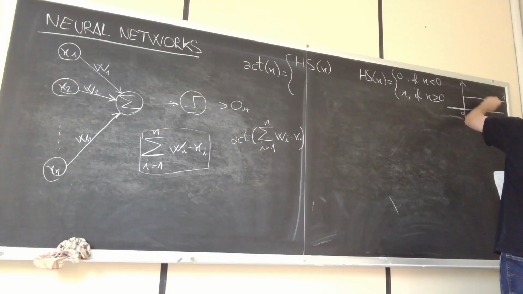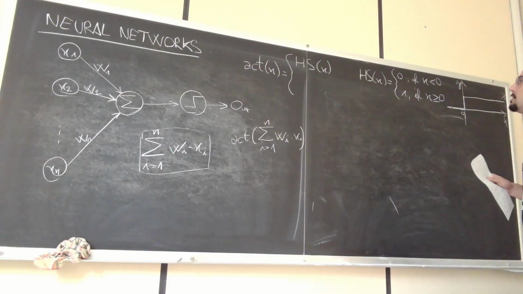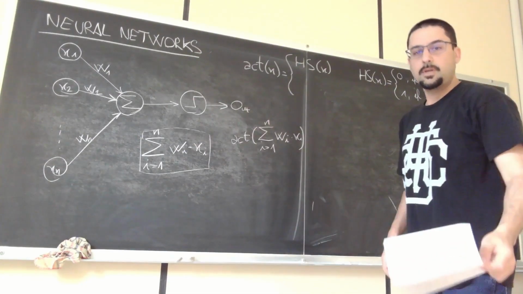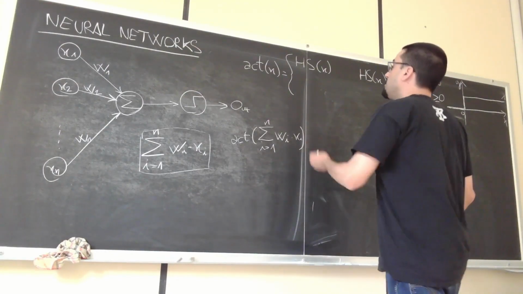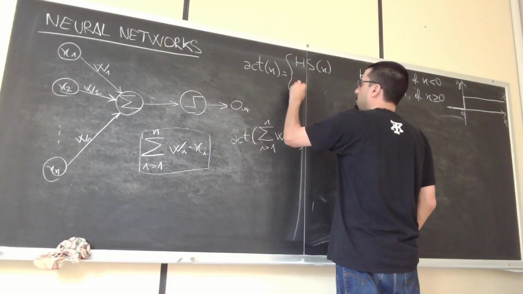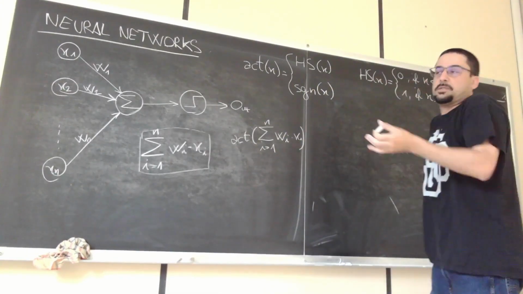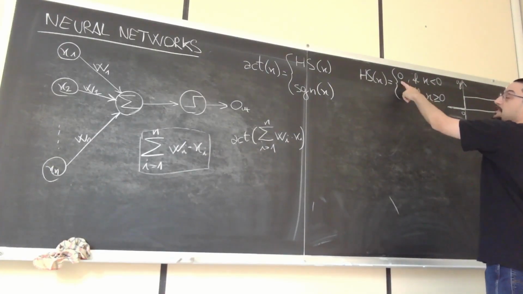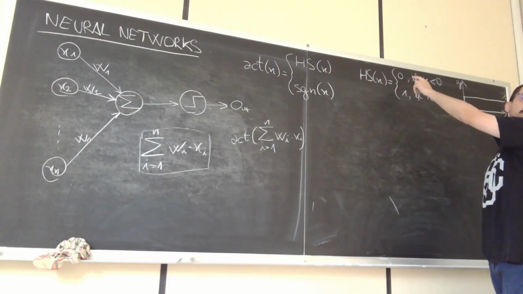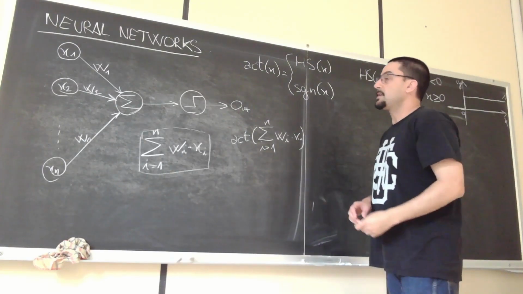So this would be x and Heaviside of x. Okay, this is one of the possible activation functions. Otherwise, we have the sine function, sign of x, which is basically the same thing as Heaviside, with the difference that instead of having 0 here, we will have -1. So we are just really taking the sign of the argument x.